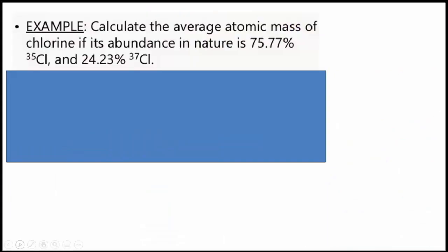I will ask you to try to solve this one. Calculate the average atomic mass of chlorine if the abundance in nature is 75.77% for chlorine 35 and 24.23% for chlorine 37. So I will give you 30 seconds to do it yourself. Go ahead. When you finish, just let me know the answer.